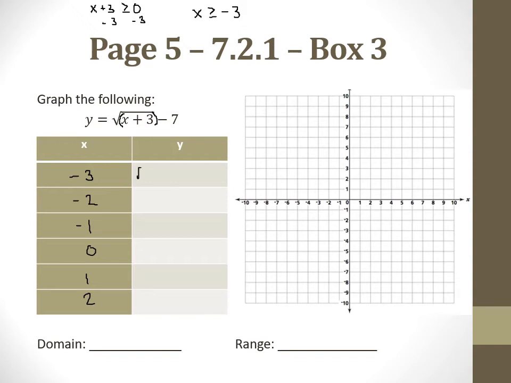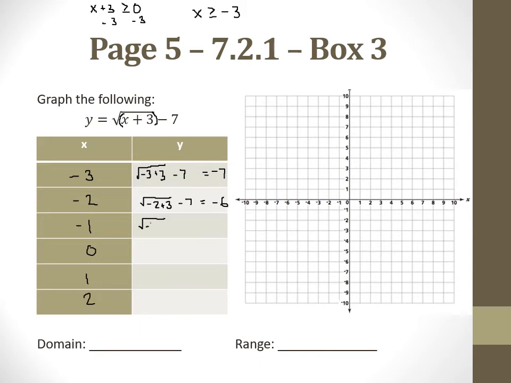So we've got the square root of x plus 3 minus 7. So the square root of negative 3 plus 3 is the square root of 0, which is 0, minus 7 equals negative 7. Let's try the next one. Square root of negative 2 plus 3. That's the square root of 1, which is 1. And then minus 7 would be negative 6.